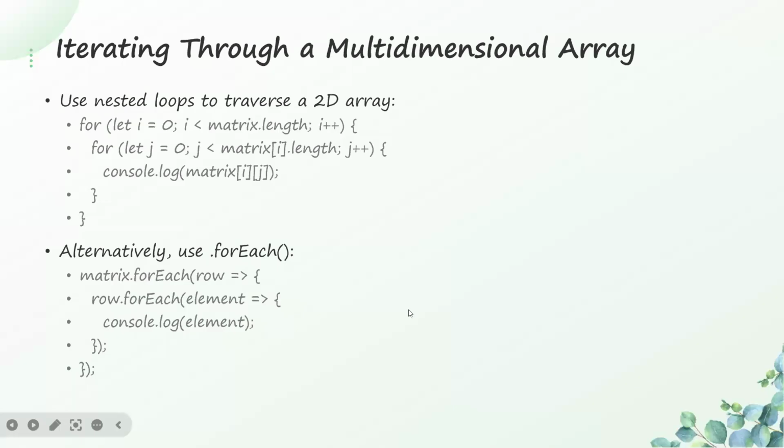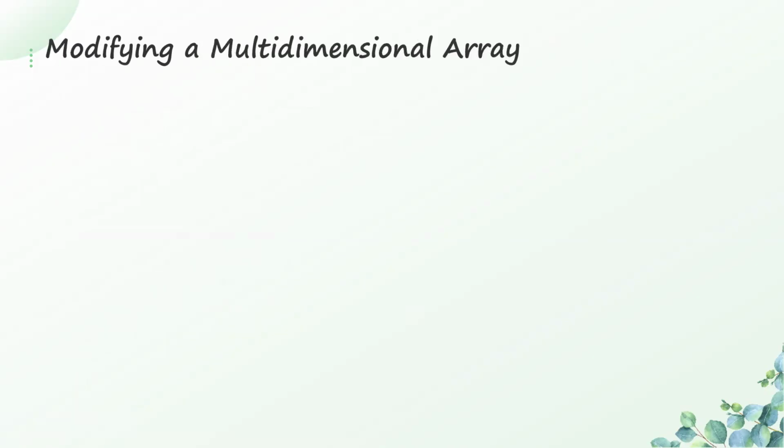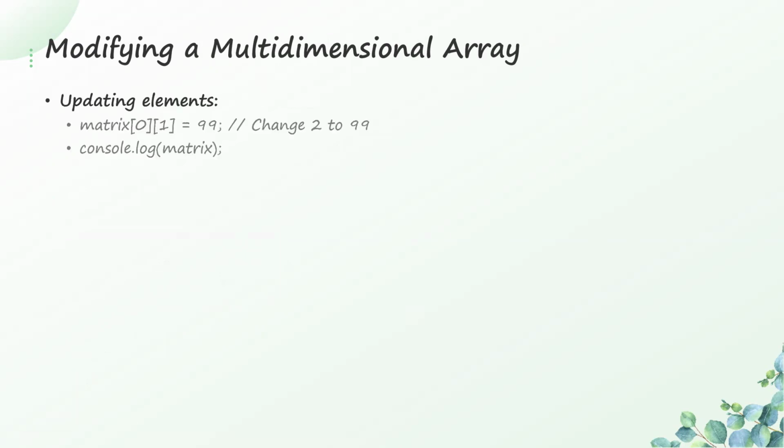So now this is how to loop through, how to iterate through a multidimensional array. Now, how do you modify a multidimensional array? The same way you access it. Once you have access to it, you can modify it, so you still use their indices. You see here we are using indices 0 and 1, and we are changing it to 99.